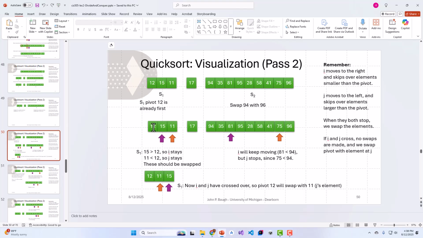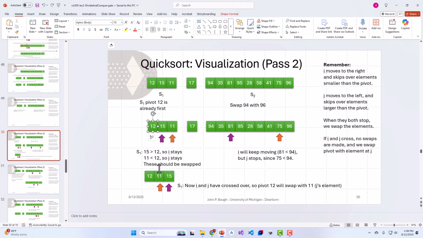So 12, 15, 11. 12 is the pivot. 15 is greater than it. It has not found anything smaller than it, so it keeps going. And then over on this side, the 94 is the pivot. 35's less than it, so we skip it. 81's less than it, we skip it. 95 is not, so it will end up stopping there.